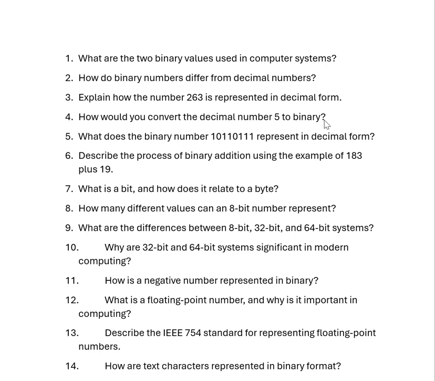How would you convert the decimal number 5 to binary? To convert 5 to binary, divide 5 by 2, which is 2 with a remainder of 1. Then 2 divided by 2 is 1 with a remainder of 0, and 1 divided by 2 is 0 with a remainder of 1. Reading the remainders in reverse gives 101.